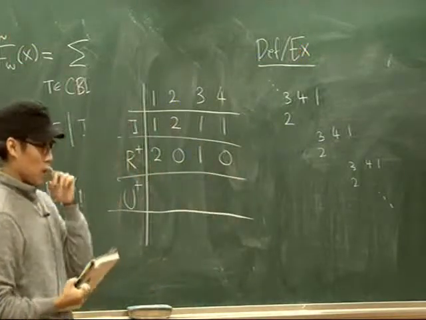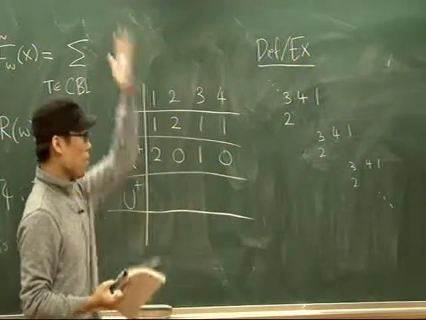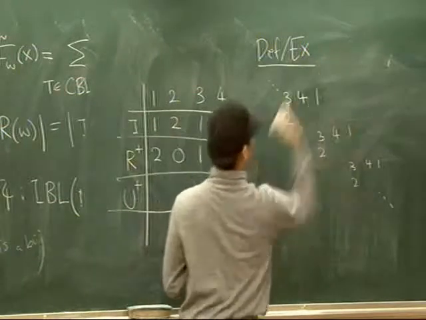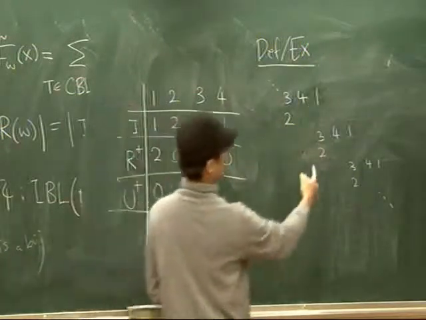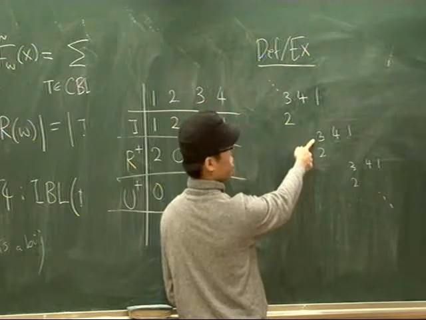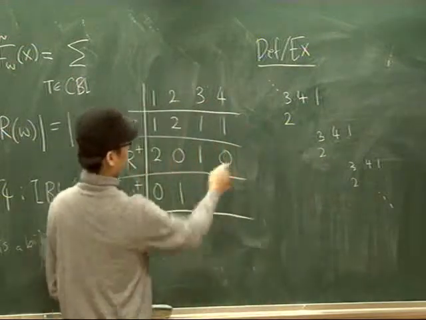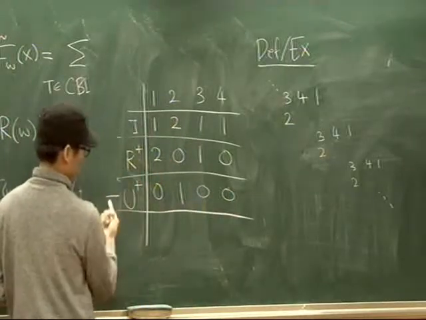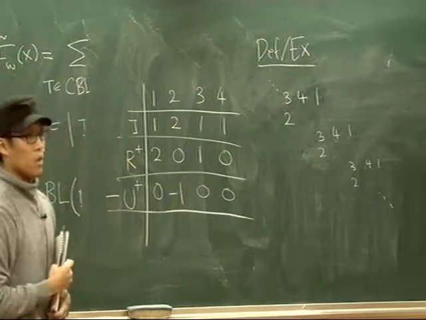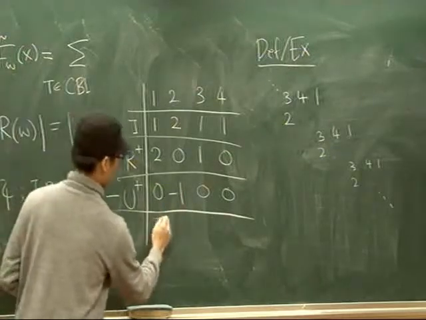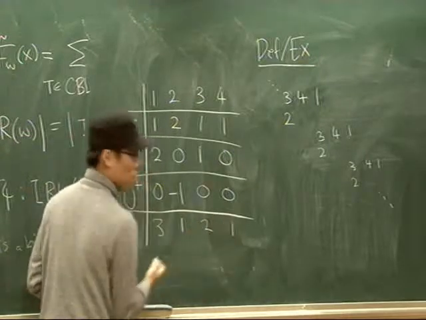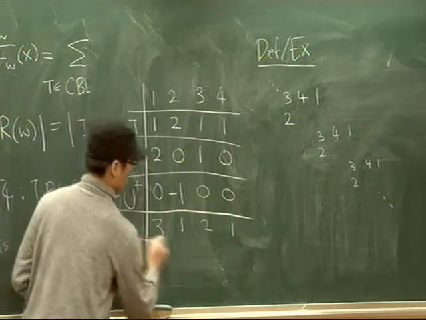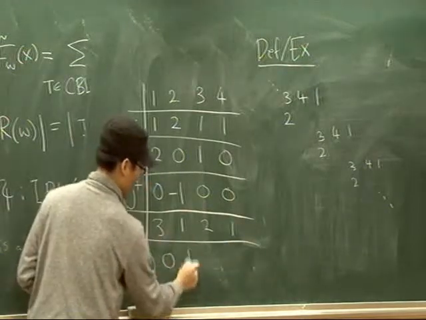And U plus is the number of boxes above this box which are greater than this box. So for 1, there's no box. For 2, there's 1 box which is greater than 2. And for 3 and 4, there are no boxes greater than this. And we will put negative on this U plus and add all the numbers. And this becomes 3, 1, 2, 1. And we mod out by n. In this case, mod 3. This becomes 0, 1, 2, 1.